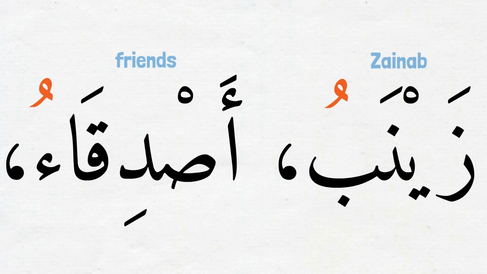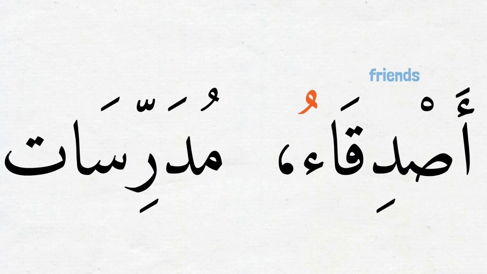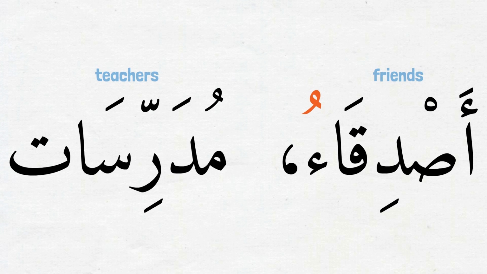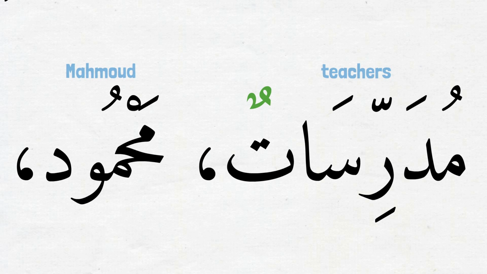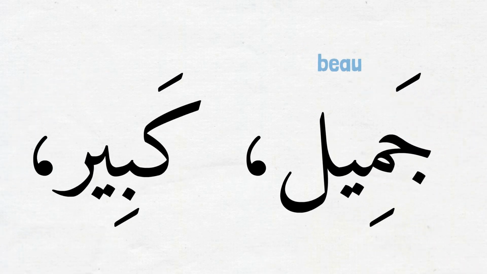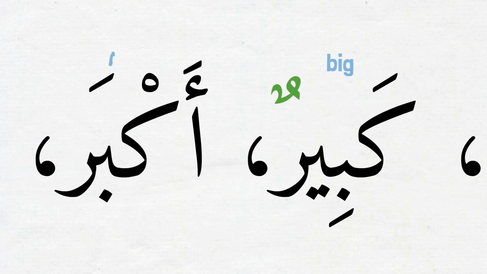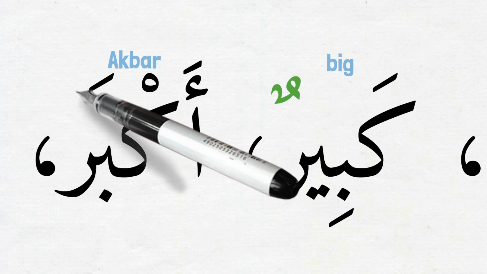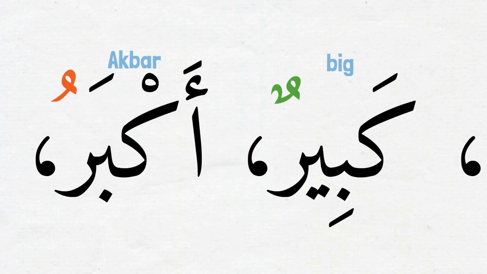أصدقاء, it is a diptote following the pattern أفعلاء, as in أغنياء. مدرسات, it is a regular TRIPTOTE ism. محمود, it is a regular TRIPTOTE ism. بغداد, بغداد is a diptote because it is أجنبي or non-Arabic ism. جميل is a normal TRIPTOTE ism ending with TANWEEN. كبير, it is also a normal TRIPTOTE. أكبر, أكبر is a diptote because it is a masculine proper noun on a pattern أفعل.